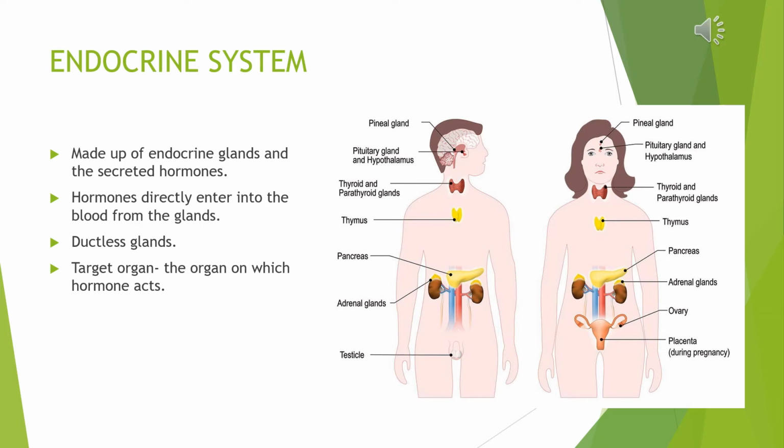In the abdominal region, we have the pancreas gland. Then the adrenal glands on the top of the kidneys. And in male, we have the testis or testicles, and in case of female, ovary and placenta. So all of these glands are secreting some hormone. So these are called the endocrine glands.